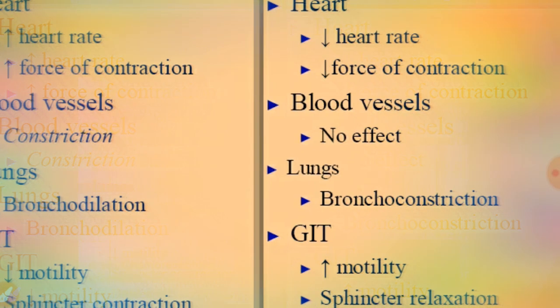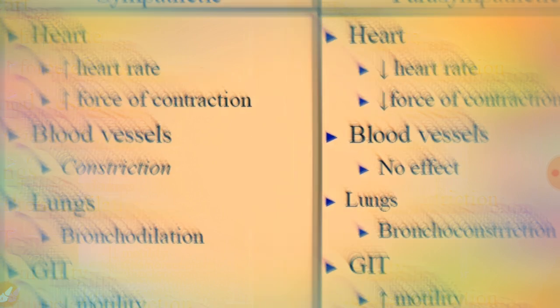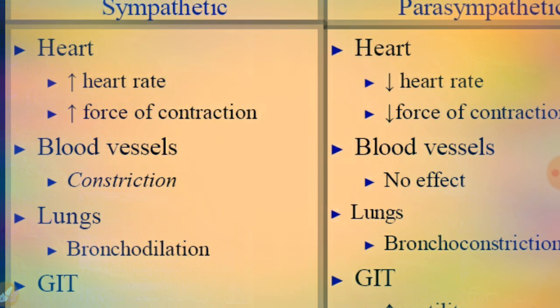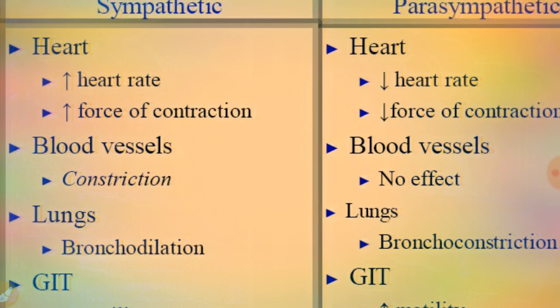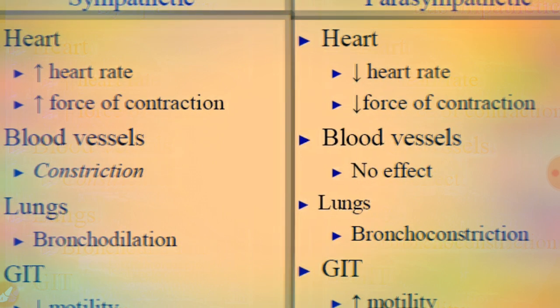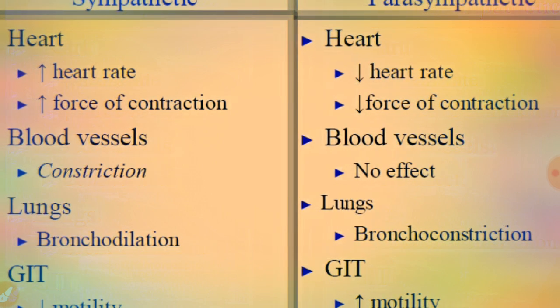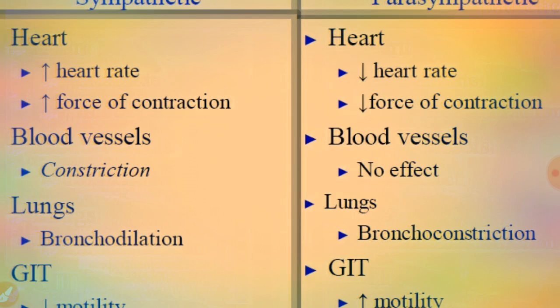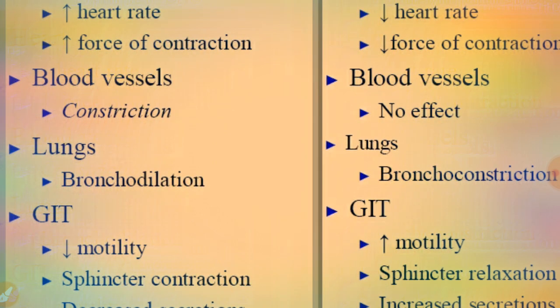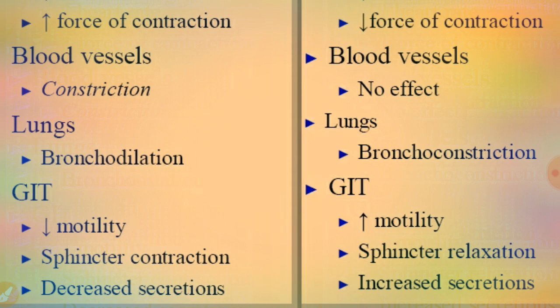Coming to the lungs, under the sympathetic nervous system the lungs have bronchodilation. Under the parasympathetic, the lungs have bronchoconstriction. In the gastrointestinal tract there is increased motility, sphincter relaxation takes place, and there is an increase in secretions from the gastrointestinal tract. Okay, this is the difference between the sympathetic nervous system and the parasympathetic nervous system.